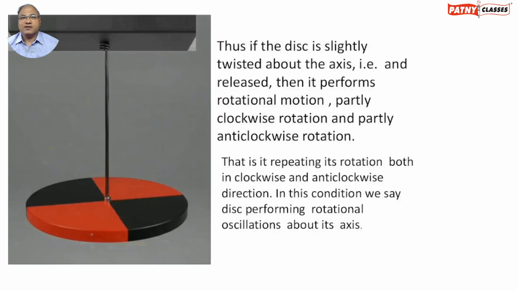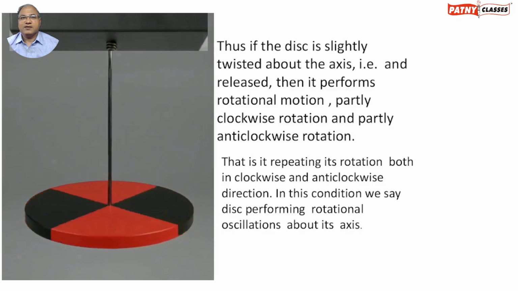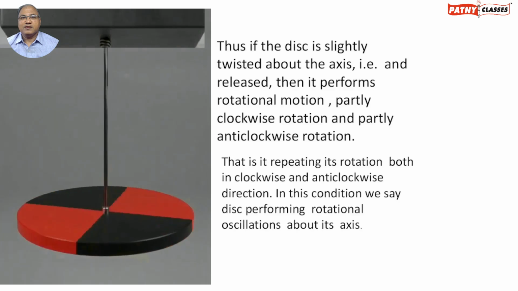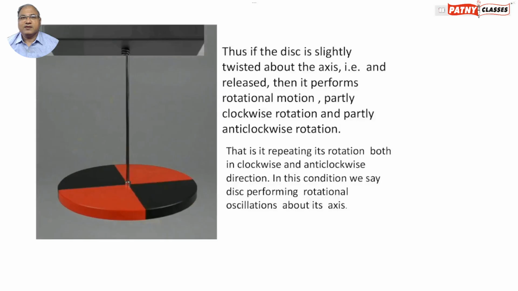And thus, if we stop twisting the disc, what happens? After removal of the twisting force, the disc starts rotating on its own. It will rotate both in clockwise direction as well as anti-clockwise direction. So it keeps on repeating clockwise rotation as well as anti-clockwise rotation. What is the observation? The observation is that sometimes the disc is moving in clockwise direction and at other times it is moving in the anti-clockwise direction. So it is repeating its motion, and whenever something repeats its motion, we call it an oscillation.